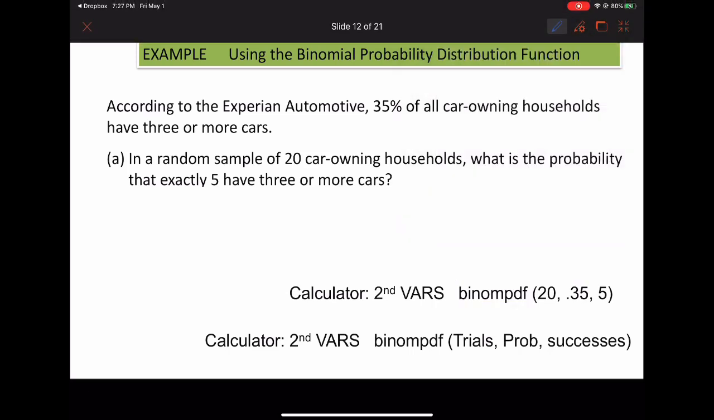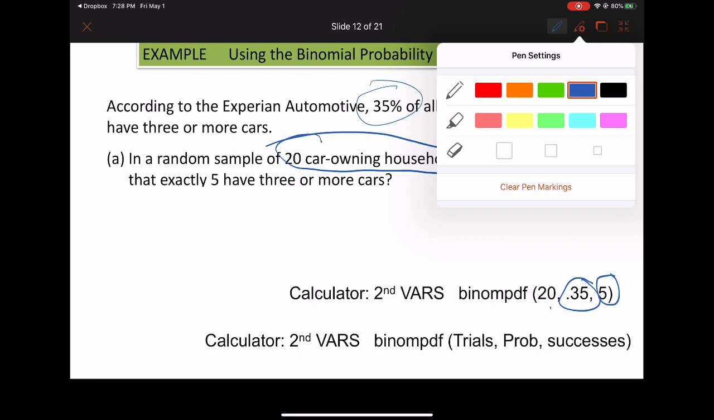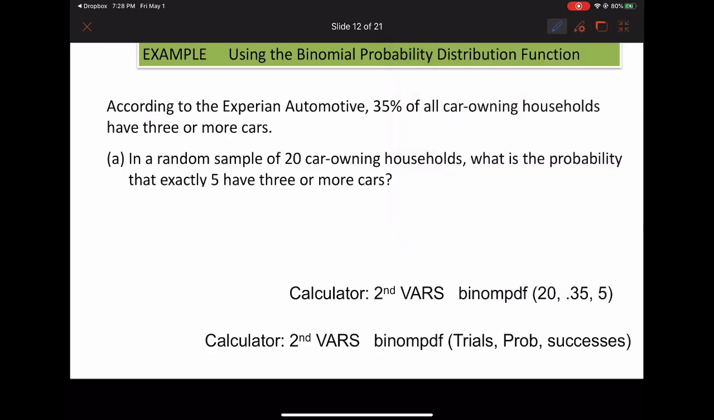So once again, the 20 is the number of trials. We sampled 20 car-owning households. 0.35 is our probability of success, so you need to convert that to a decimal. And 5 is how many successes we want. We want to know the probability of exactly 5 successes, exactly 5 people have 3 or more cars. So let's take a look at what that's going to look like.